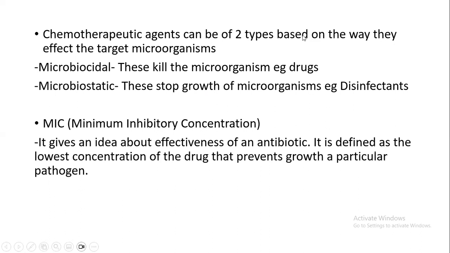Chemotherapeutic agents can be of two types based on the way that they affect the target microorganisms. They can be either microbiocidal, meaning they kill the microorganisms, or they can be microbiostatic, that is, they stop the growth of the microorganisms. For example, how the disinfectant affects the microbes. A minimum inhibitory concentration gives us an idea about the effectiveness of an antibiotic, and it is defined as the lowest concentration of the drug that prevents growth of a particular pathogen.